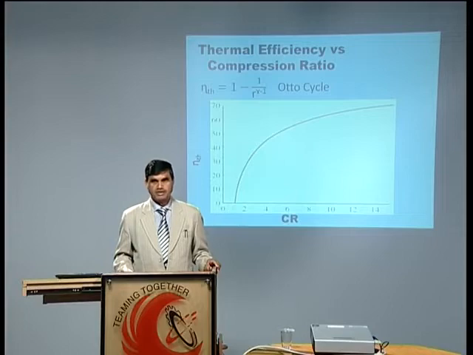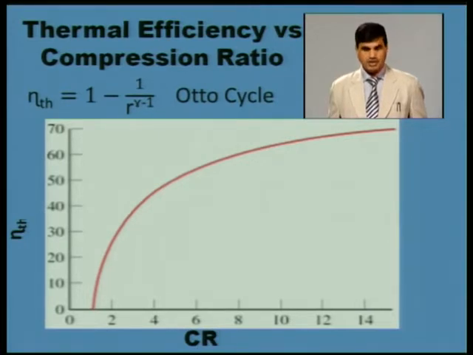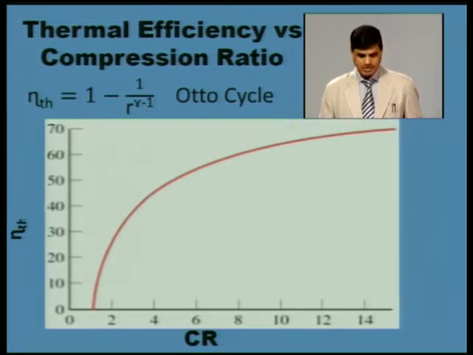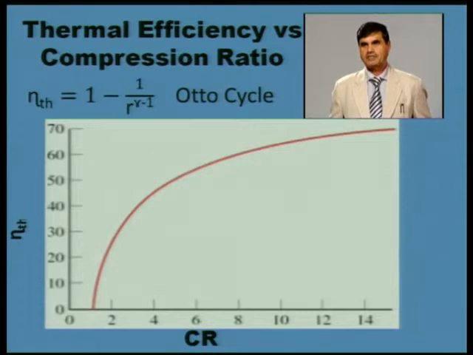Here I am showing how compression ratio is affecting our thermal efficiency. The X axis is compression ratio, the Y axis is thermal efficiency, and you can see from here that as compression ratio is increasing, the thermal efficiency of the Otto cycle is increasing. Otto cycle I am saying for petrol engines. So as compression ratio is increasing, the efficiency of the Otto cycle is increasing. There is a correlation between thermal efficiency and compression ratio.